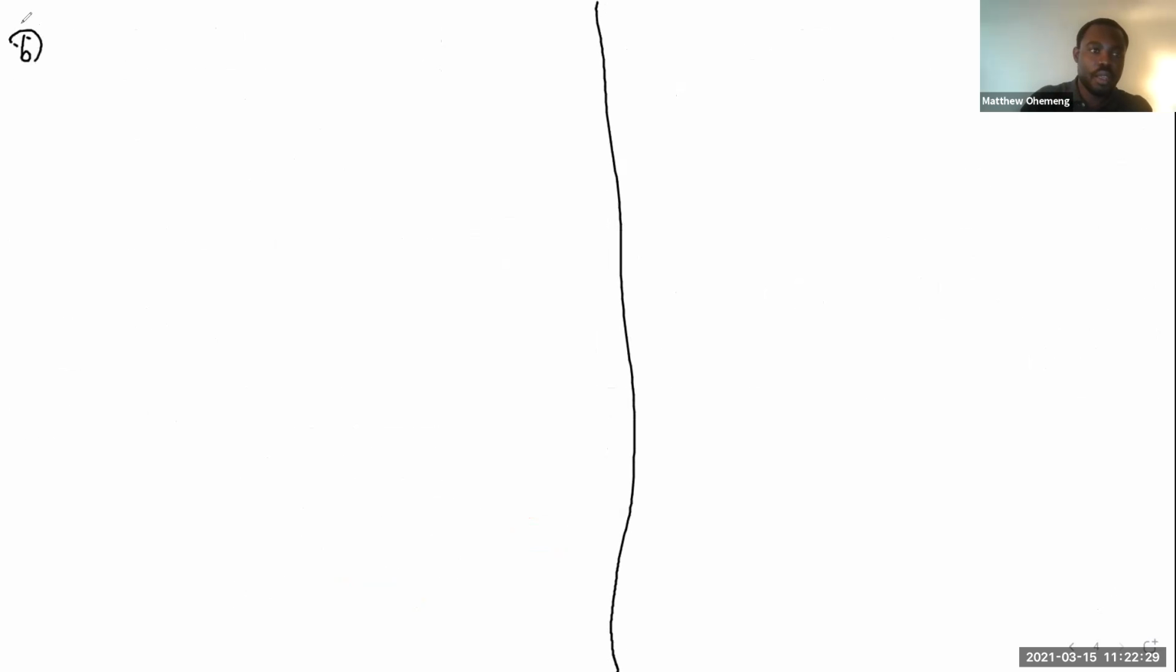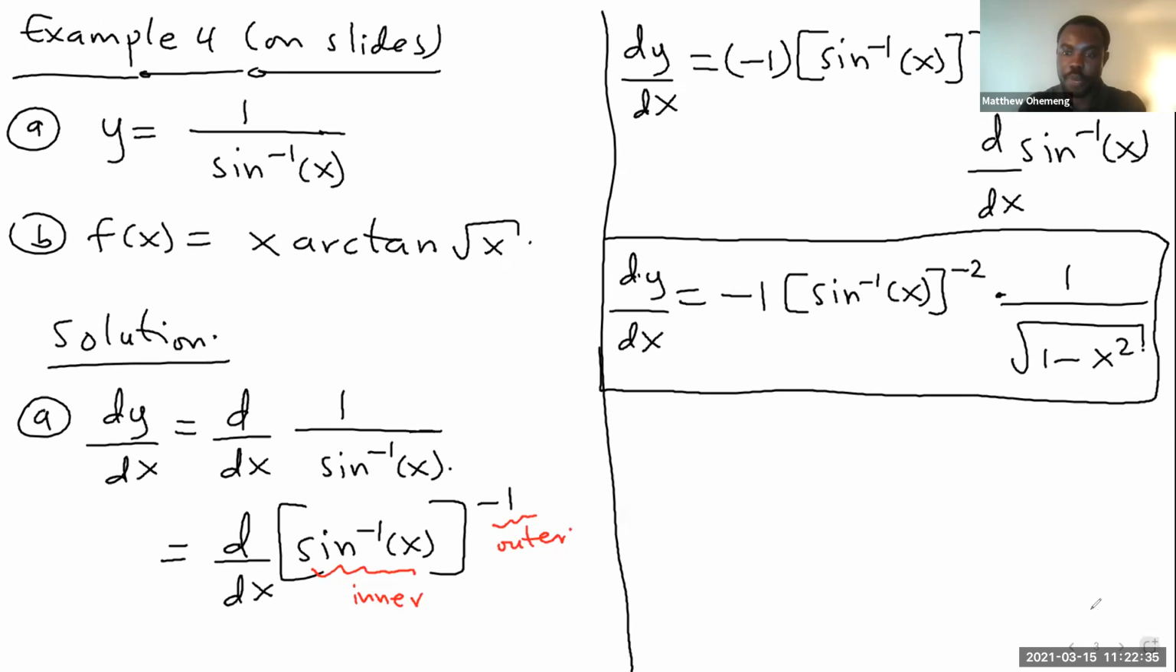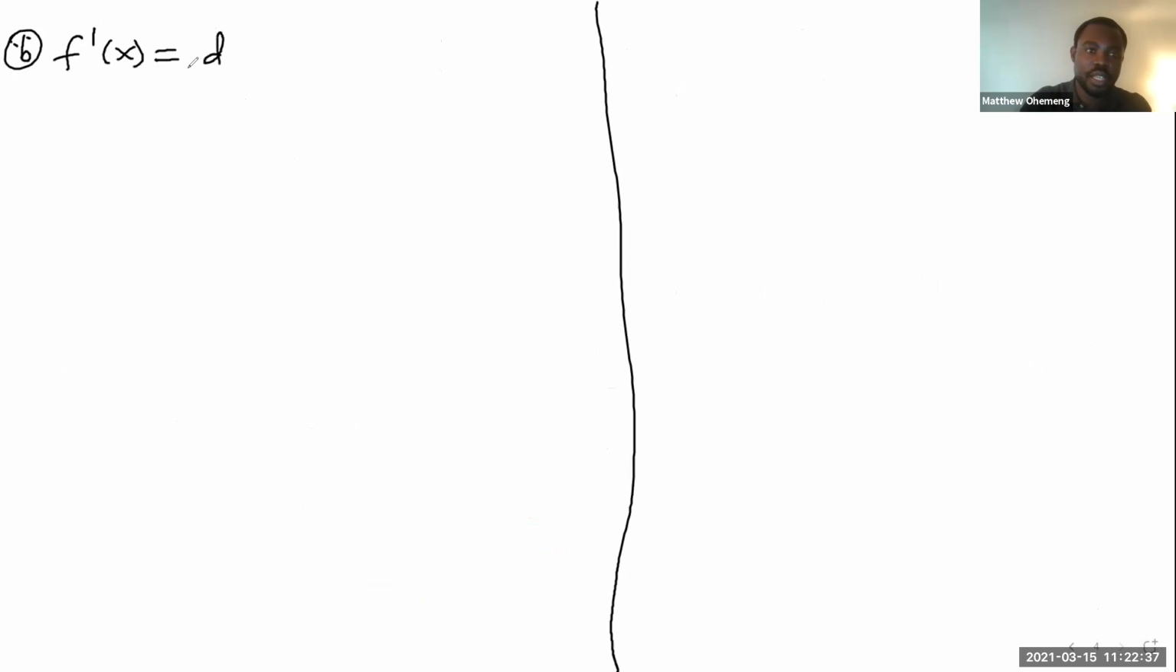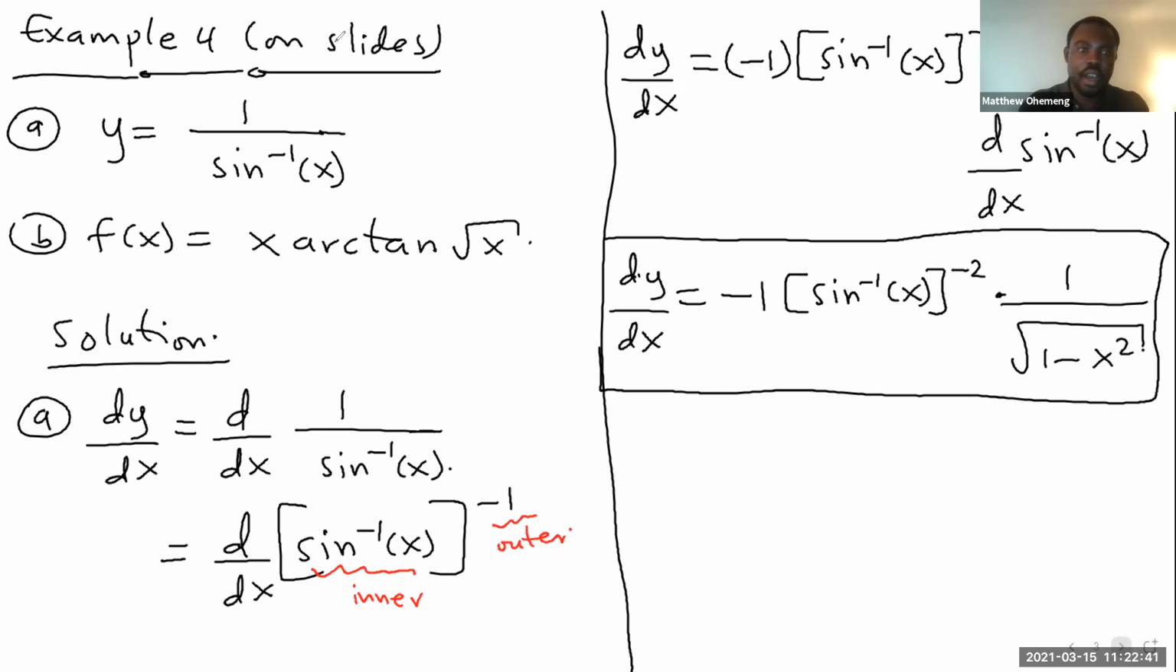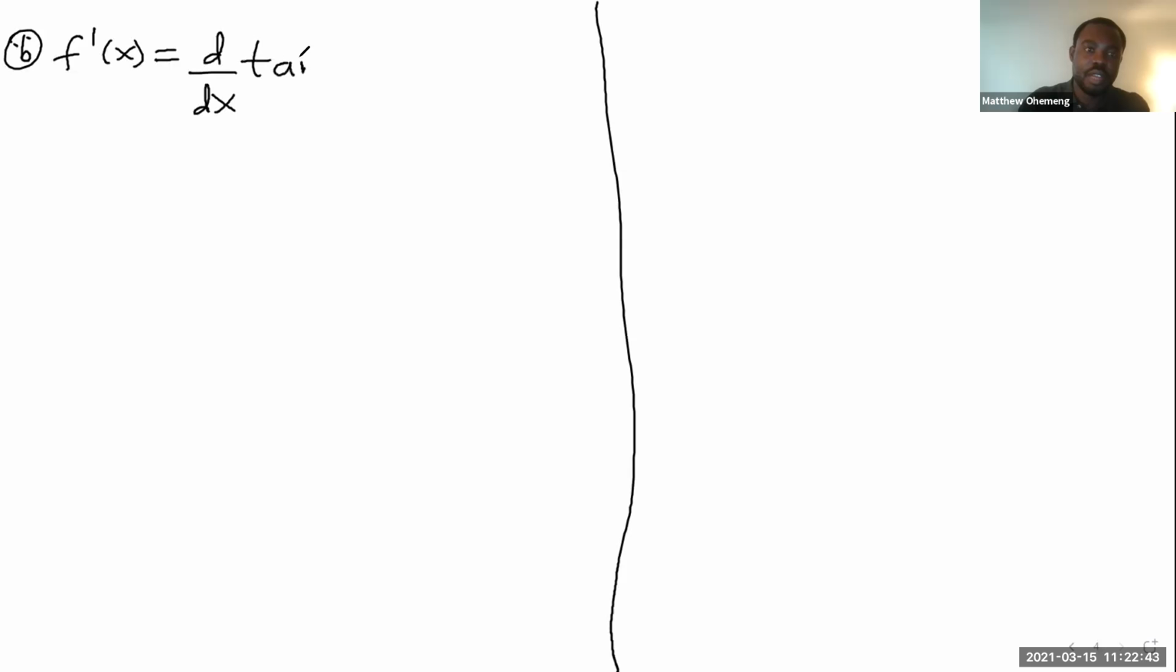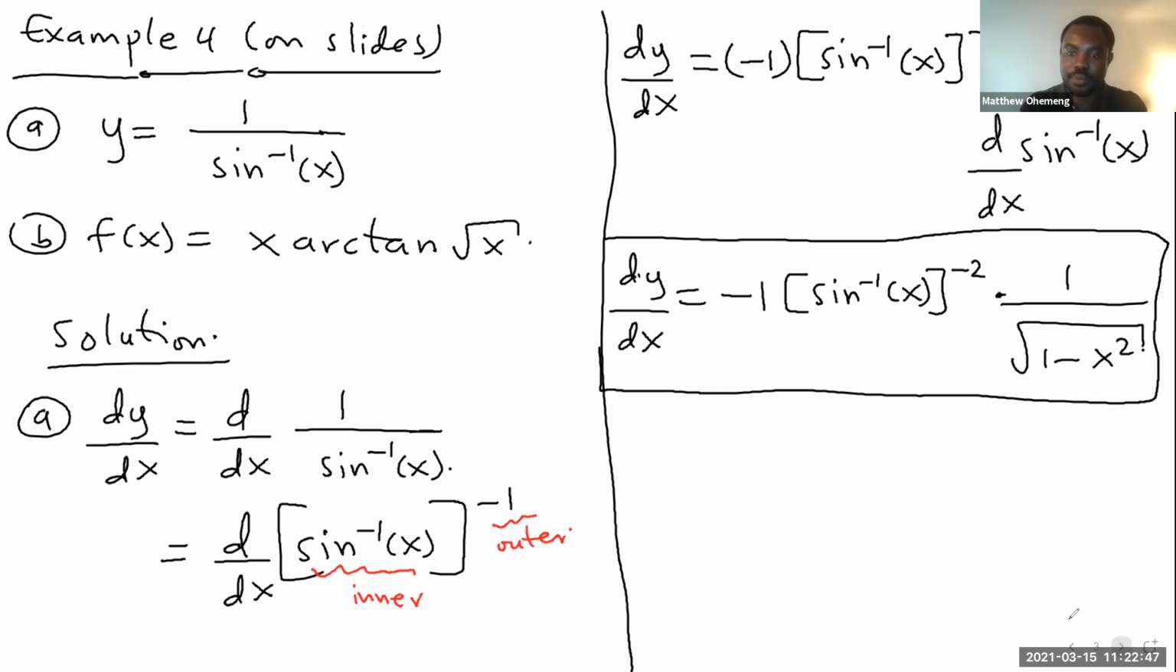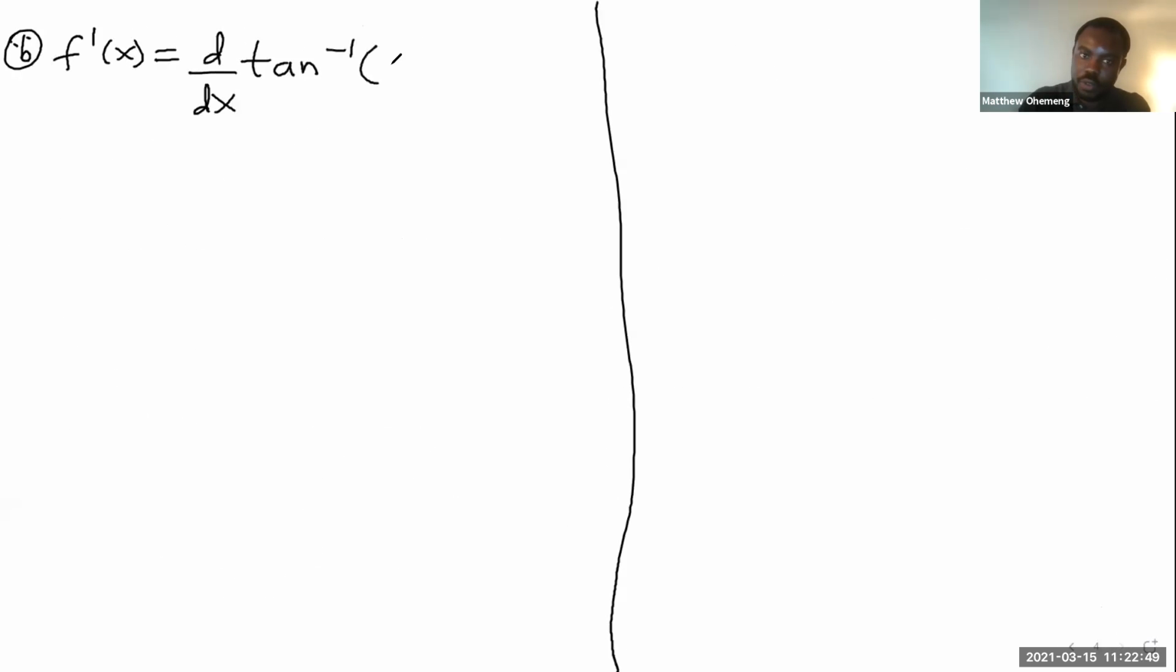So for B, we have f of x, right? So we are asked for f prime. Let me see. Yeah, so f prime is just attach the differentiation operator. So you have d over dx and then arctan. Now, arctan is the same as tan inverse. So I think that one will suit just fine. Let me write it as tan inverse. So that's tan inverse of square root of x.